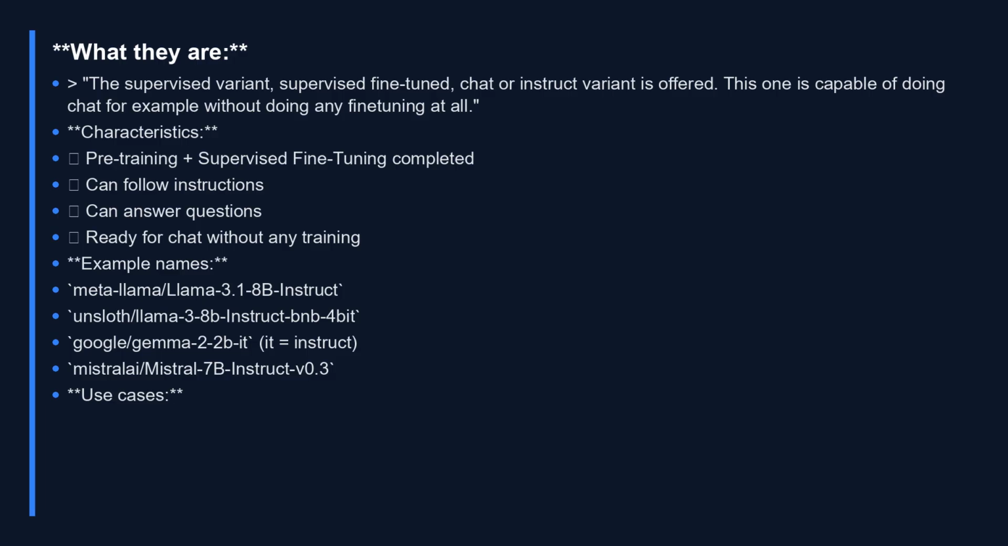Model names signal this clearly. meta-llama/Llama-3.1-8B-Instruct has Instruct in the name. Google uses it as a suffix, gemma-2-2b-it. Mistral uses Instruct-v0.3. Once you know the pattern, you can identify these instantly.